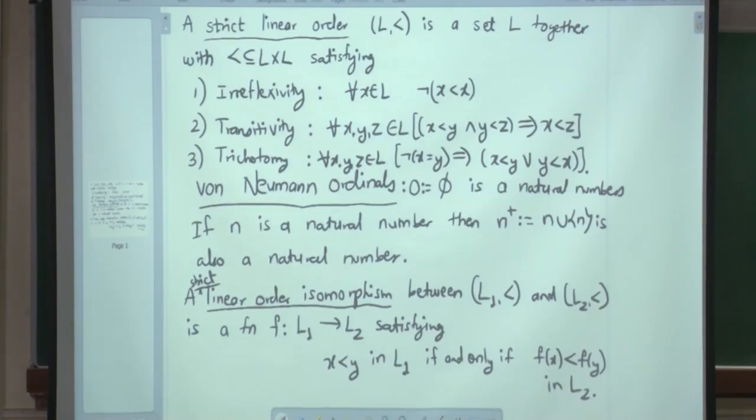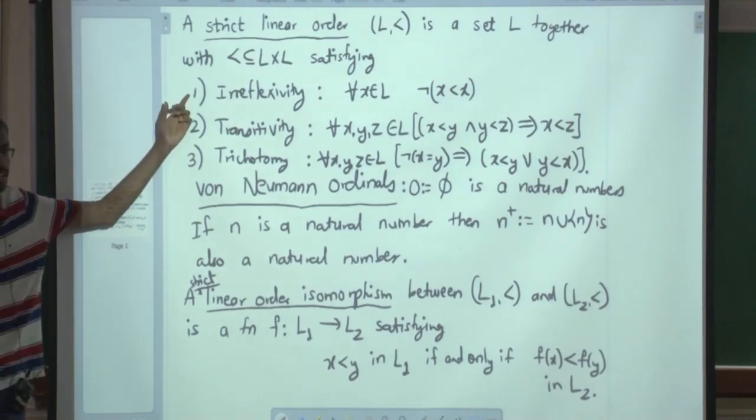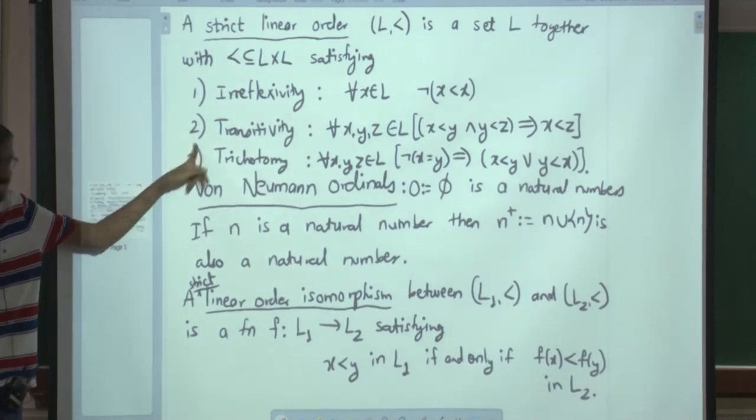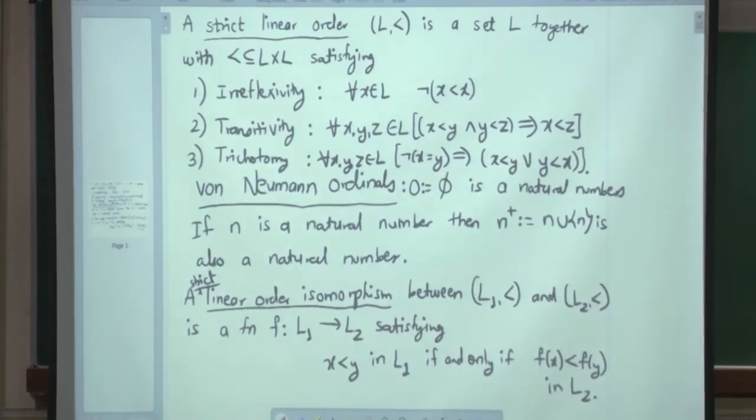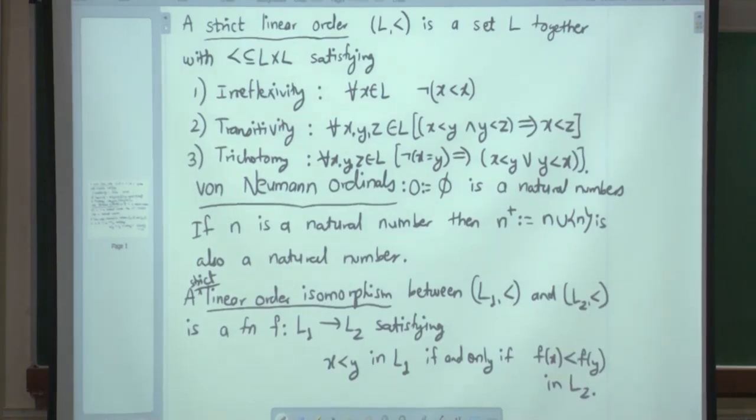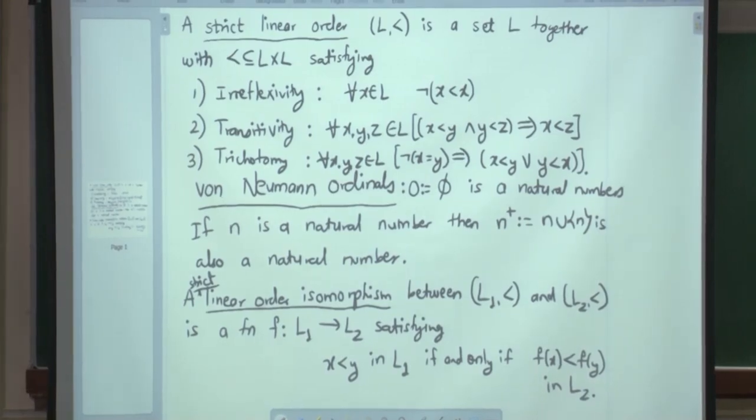Sir, why are we using the word strict in it? Because normally what do we do? We write L with less than or equal, we also include equality in that. So in that case, irreflexivity is replaced by reflexivity. Then we have transitivity, we also have trichotomy, and we have one more condition, antisymmetry. If x is less equal y and y is less equal x, then actually x is equal to y. So in that case, it will be a weak linear order or just a linear order. But here I am purposely writing strict linear order.